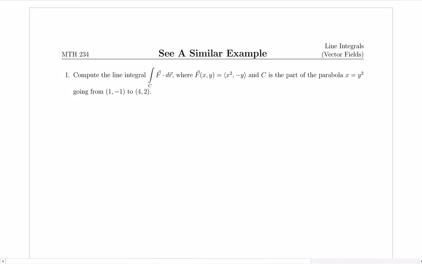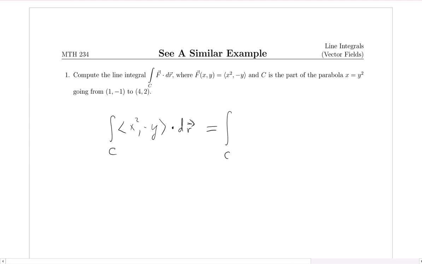In this video, we will compute the line integral of a vector field. So the first thing I want to point out here is that there are several different notations for line integrals of vector fields, and they all mean the same thing. So before we get started, I should just point out that although in this video we're using this notation, there are two other common notations which mean the same thing.